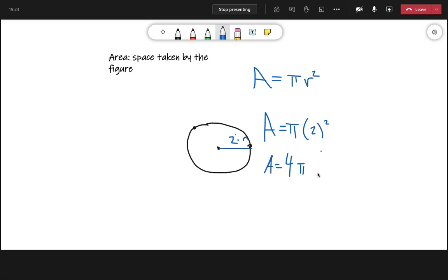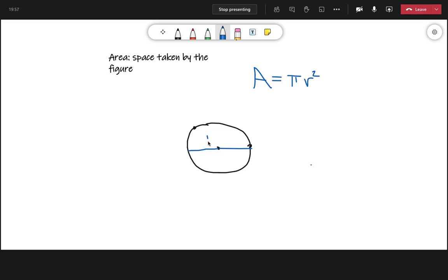Anytime you guys are working with area, this is the first time you've probably seen area this year. The area is going to be units squared. Circumference is just units because it's measuring distance. Area is measuring space in a section, so it's going to be units squared or inches squared. That is our area. Well, let's give another example. Let's find the area given the diameter.